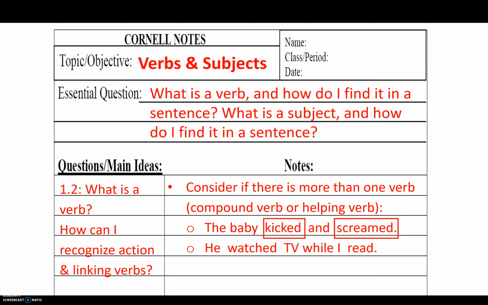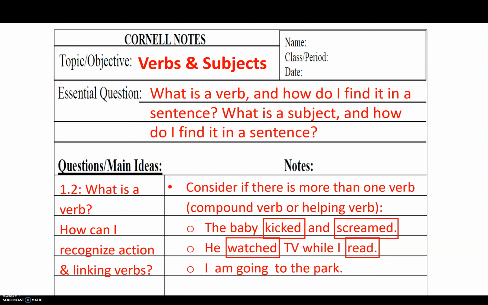Kind of similar, he watched TV while I read. So notice he is watching TV while I am reading. Those are both actions, so those are going to be two separate verbs. That one's a little different though because they have two different subjects, which is something we'll get to later, right? He is watching while I am reading. So that's kind of something to note.